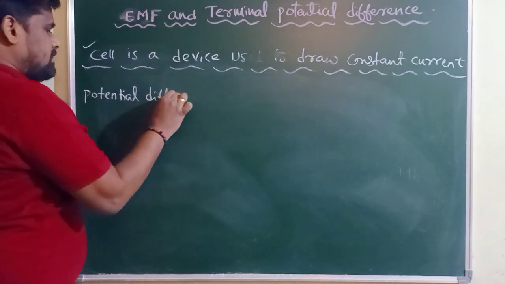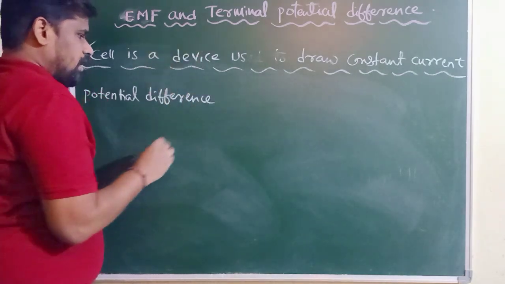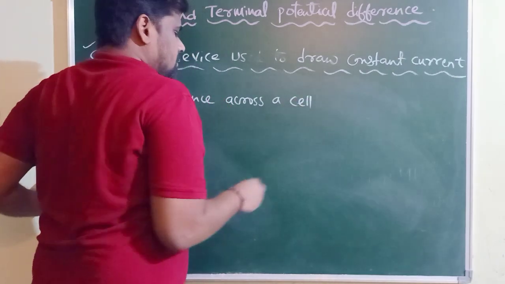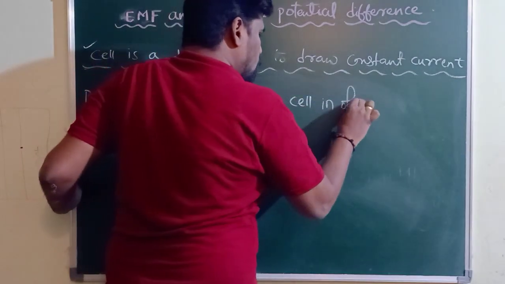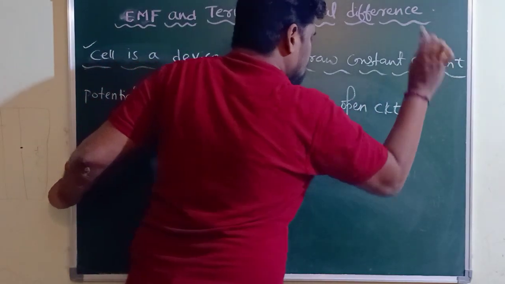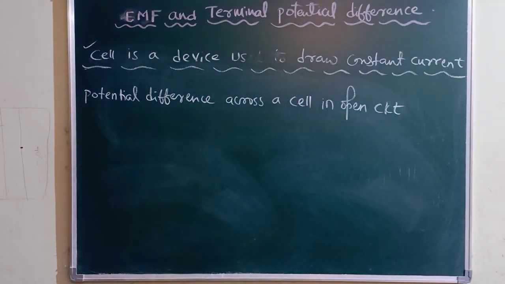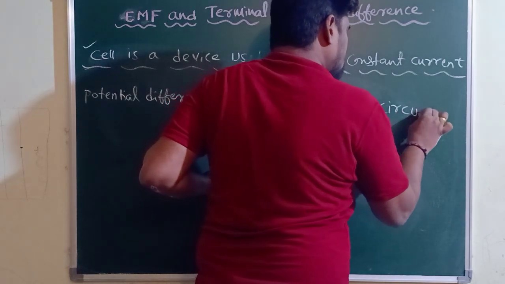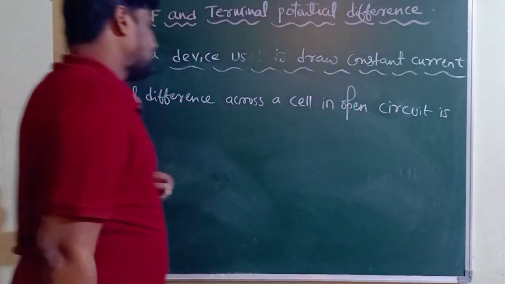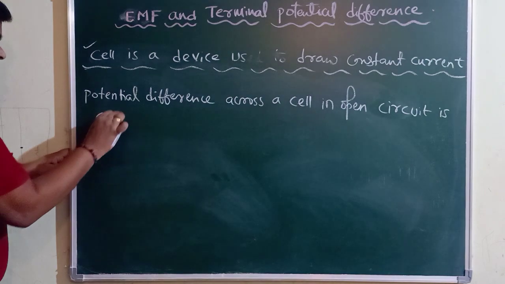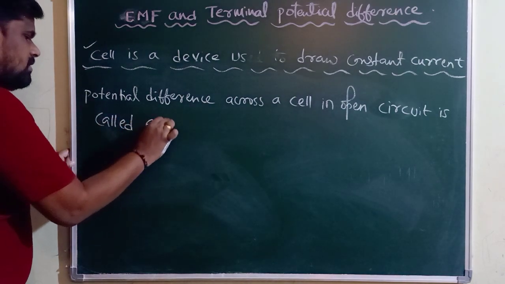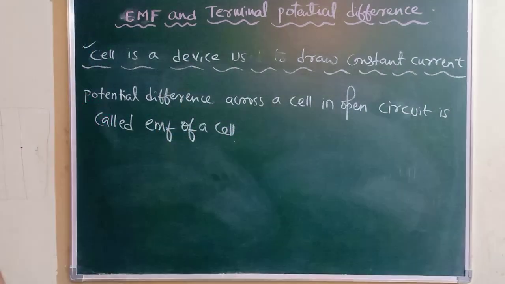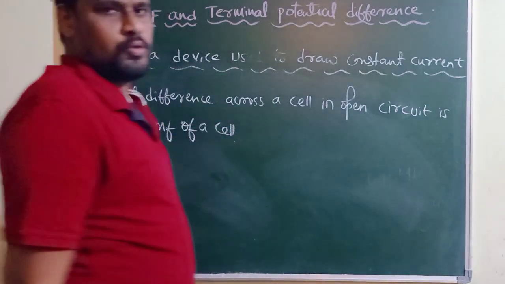Potential difference across a cell in which circuit? Open circuit. The potential difference across a cell in open circuit is called what? EMF of a cell. EMF is also called electromotive force.